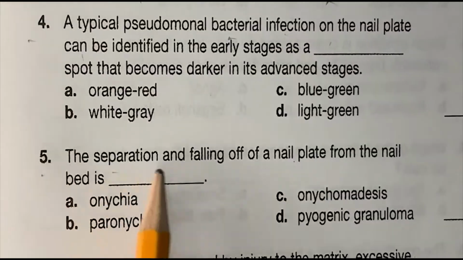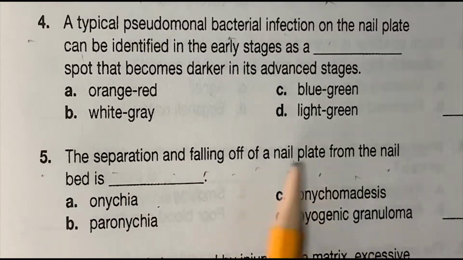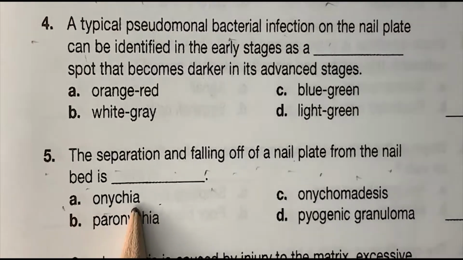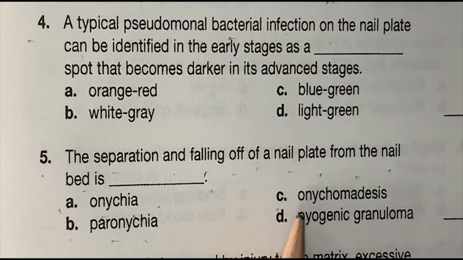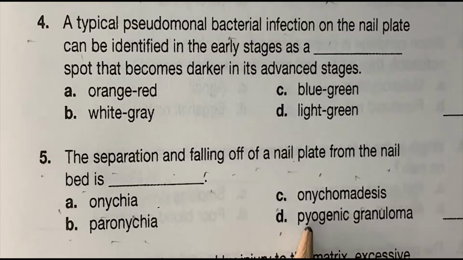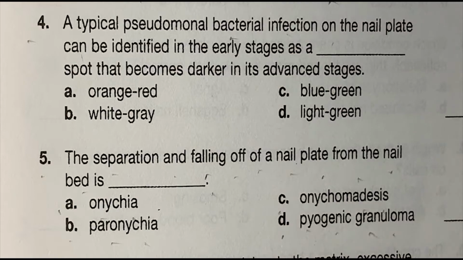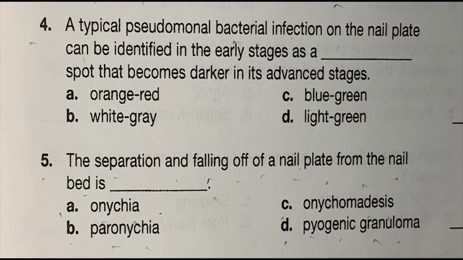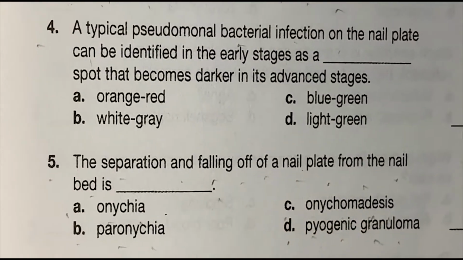Number 6, the separation and falling off of a nail plate from the nail bed is blank. A, onyxia. B, paracyclia. C, anachromatosis. Or D, pyrogenic glomeruli. And your correct answer is C, anachromatosis.